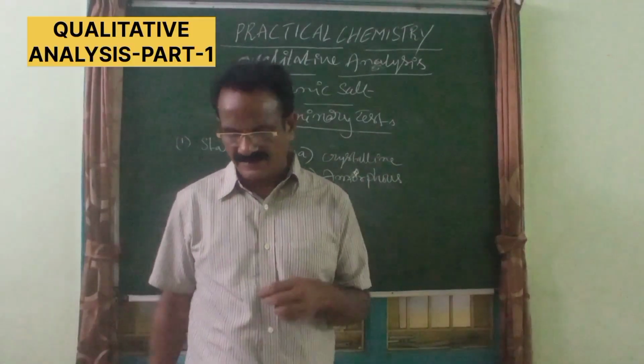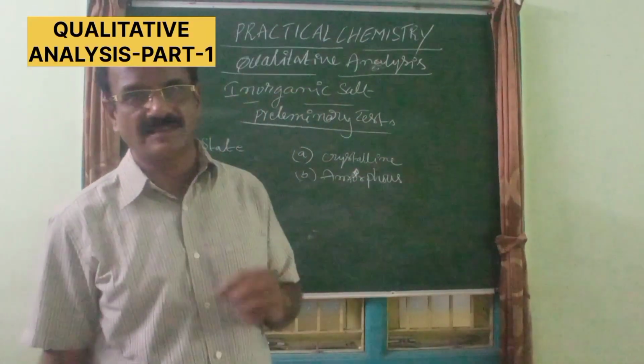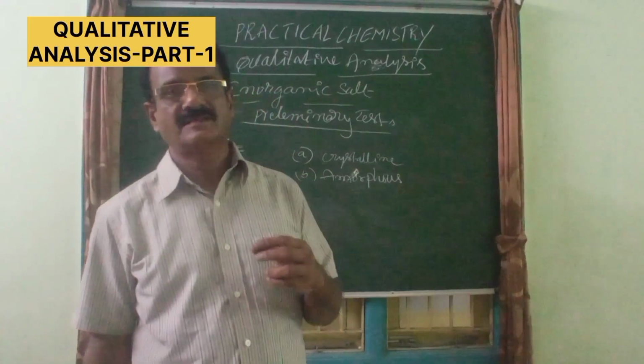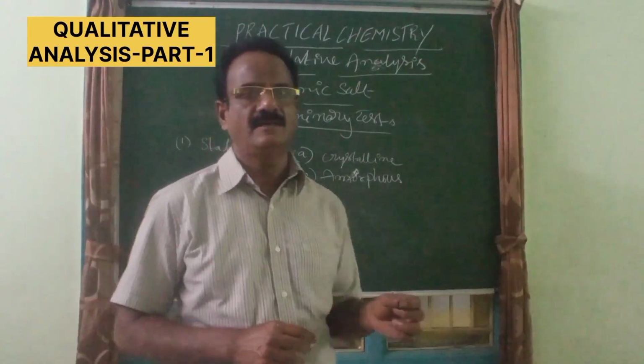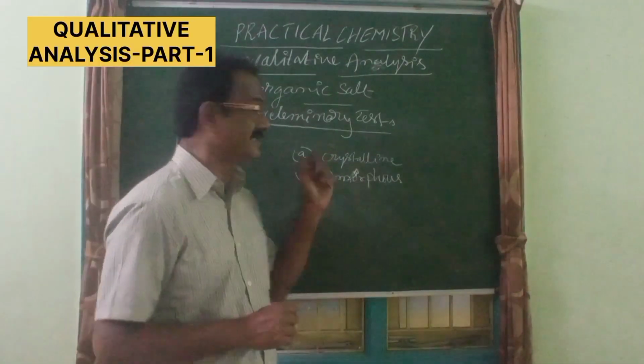Crystalline means it will have sharp edges. If the given salt or the given substance is composed of tiny particles with sharp edges, that is said to be crystalline.